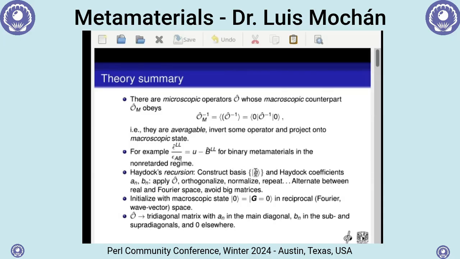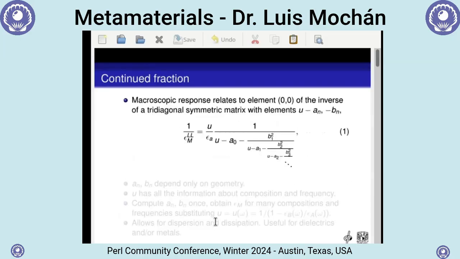We construct a basis in which our operator is tridiagonal. We construct this basis using Haydock's recursion. We initialize the recursion using the macroscopic state. Therefore, we get a tridiagonal matrix. And finally, we have to invert that matrix and project it into the macroscopic state. But that is just one element, the element 0, 0 of the whole matrix. And it turns out that for tridiagonal matrices, we even have a formula for that element of the inverse.